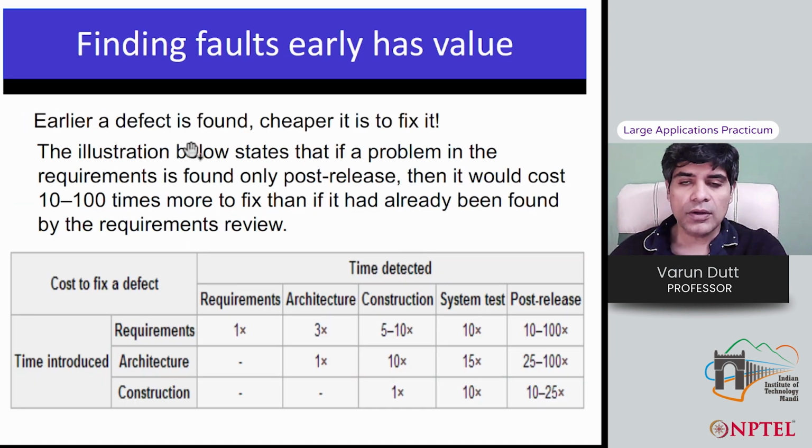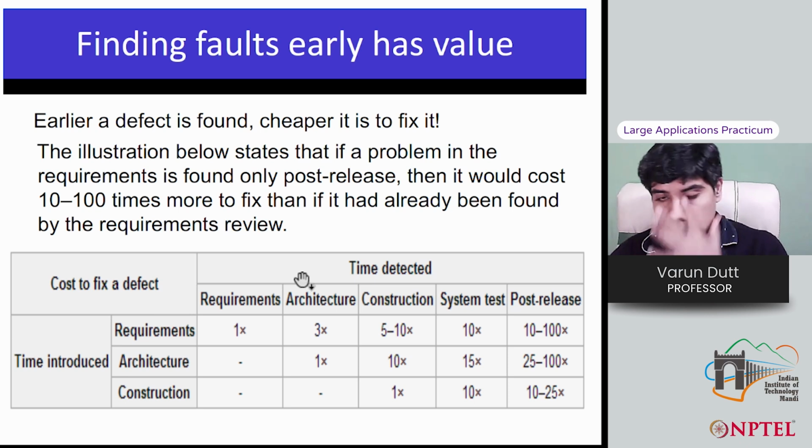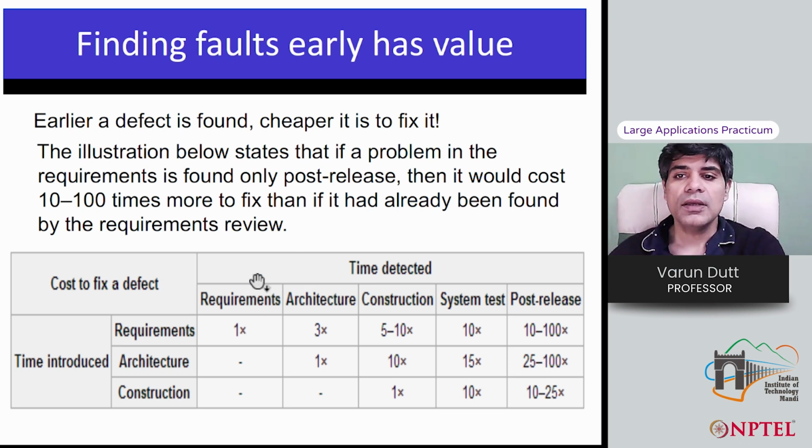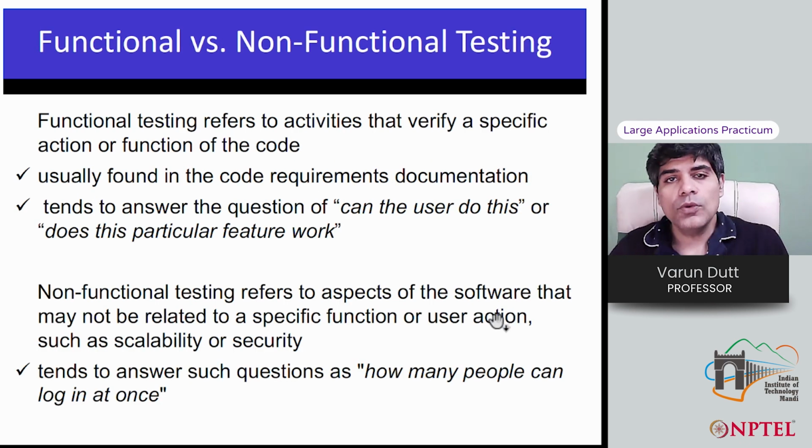This shows that if defects in the software are found earlier, it is cheaper to fix them. The illustration below states that if a problem in the requirements is found only post-release, it would cost almost 10 to 100 times more to fix than if it had been found by requirements review. If it was caught in the requirements, there is hardly any cost, likewise in architecture and construction. But if it was found post-release and we need to do everything again, then it might cost 10 to 100 times more.